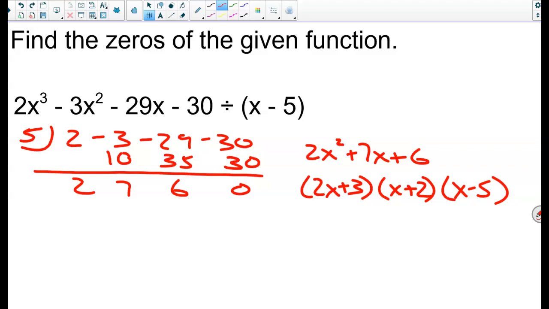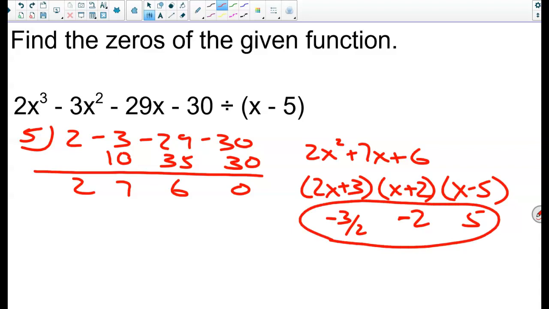And then ultimately we want the zeros. So, negative 3 halves, negative 2, and 5. You have to include that third factor here. If you can't do the 0 in your head here, and you need to work it out, so be it. That's how I get my negative 3 halves.